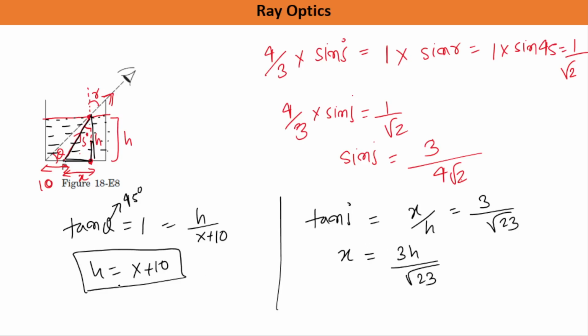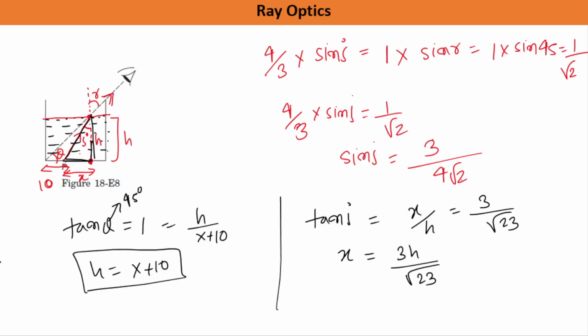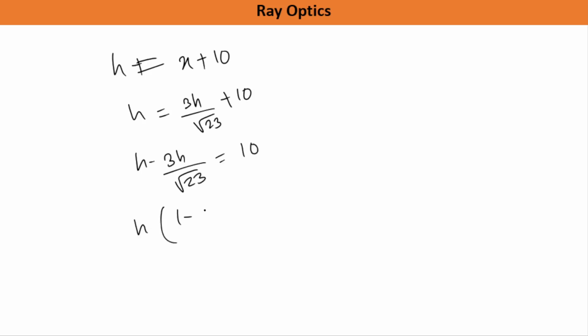Now put this value of x over here. Okay? So h is equal to x plus 10 is given. And h is equal to x, x is how much? 3h by root 23. 3h by root 23 plus 10. So you just do something over here. h minus 3h by root 23 is equal to 10. So h into 1 minus 3 by root 23 is equal to 10.